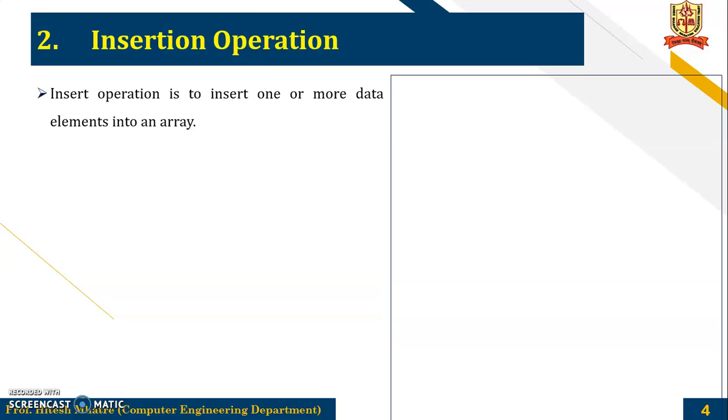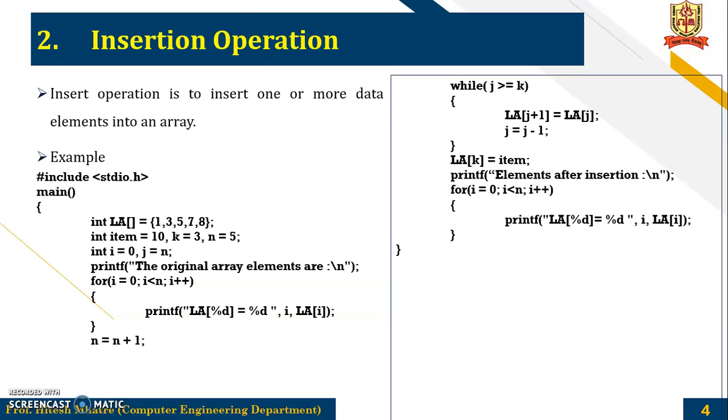Next is the insertion operation. Now insert operation is to insert one or more data elements in an array. So this is a program. The initial code here is the same as we have seen in the traversing, that is to go through the original elements, and then what I am doing here is increasing the size, that is n plus 1, because we are inserting an element. So initially it was 5, so it will become 6.